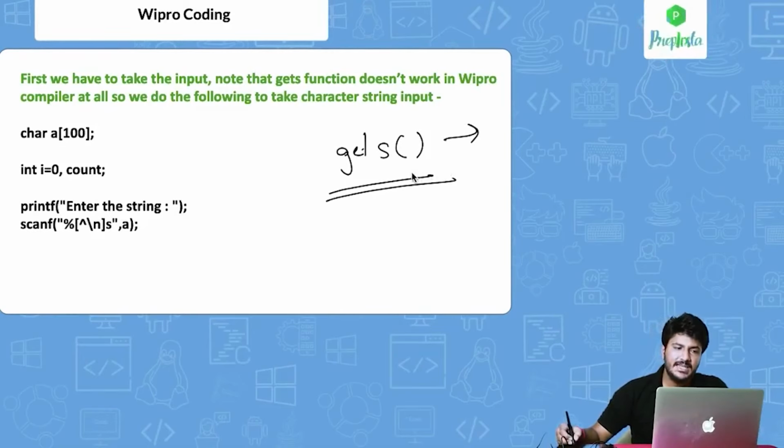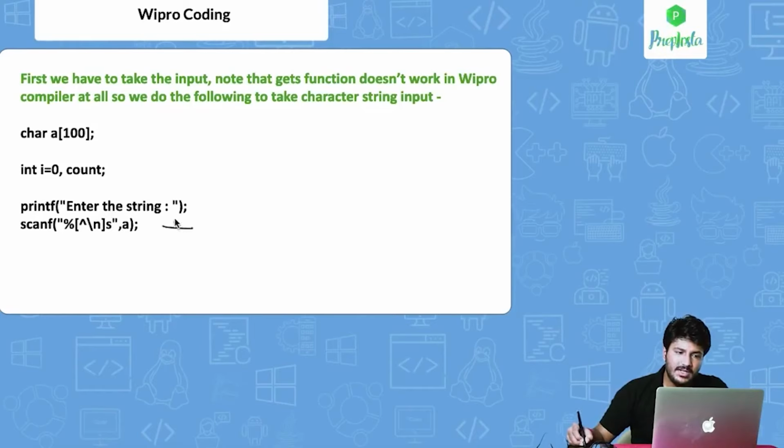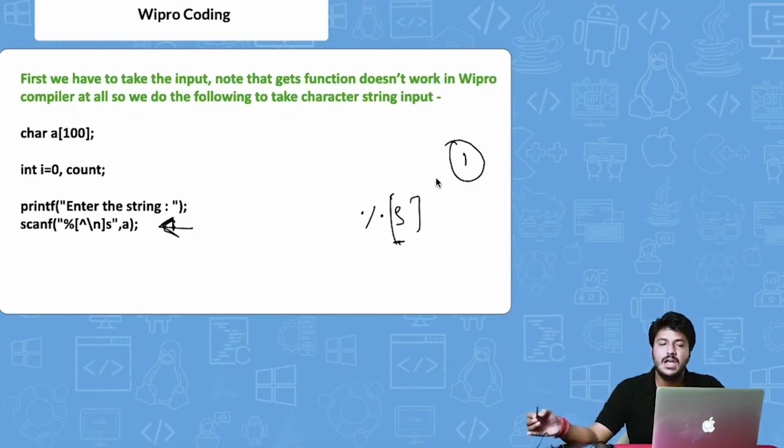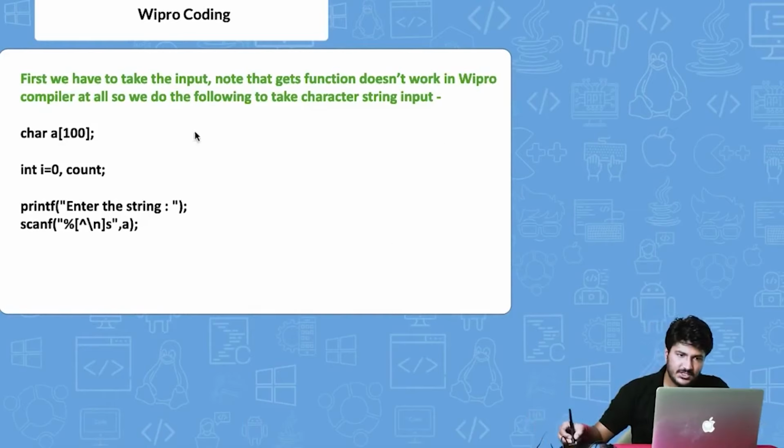So at least in C, this is how you would read a particular string without gets. You cannot write %s alone, as I hope all of you know, because it only reads one word. So if you write this is Prepinsta, it will only take this and ignore the other part. That is why we use gets, because there can be multiple words. First, we are going to take the input.